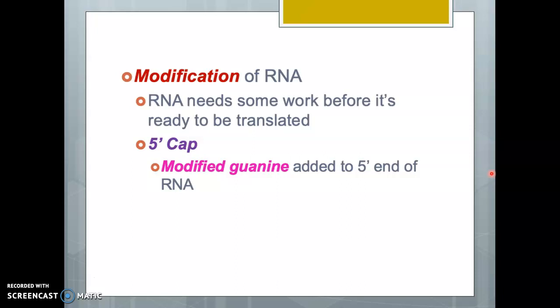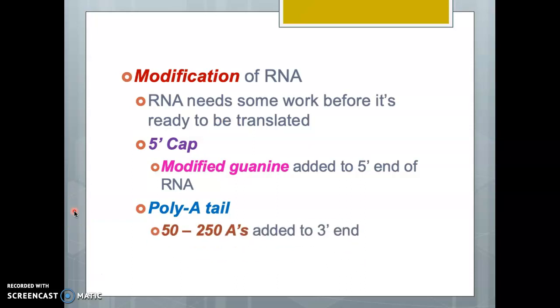And on the 3' end, there is added what's called a poly A tail. And the A in this case does indeed stand for adenine. So poly means many, A stands for adenine. So many adenines. In fact, anywhere from 50 to 250 adenines are added to the 3' end. Oh, but wait, that's not all.